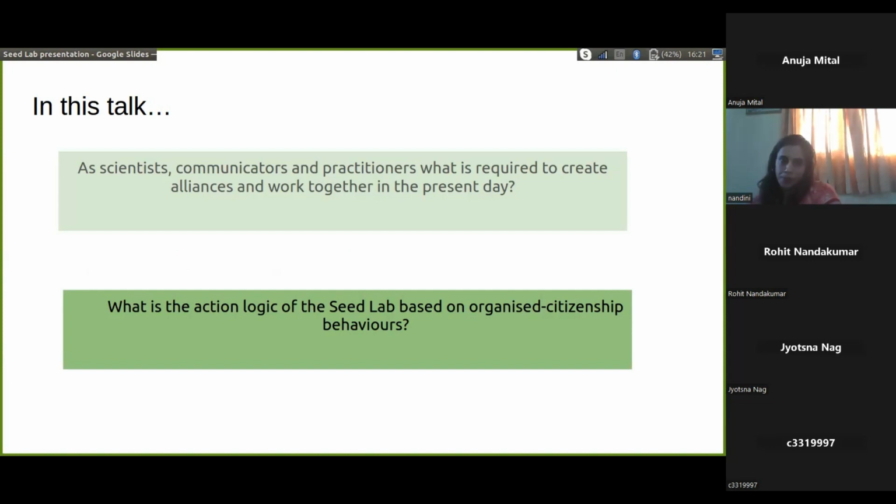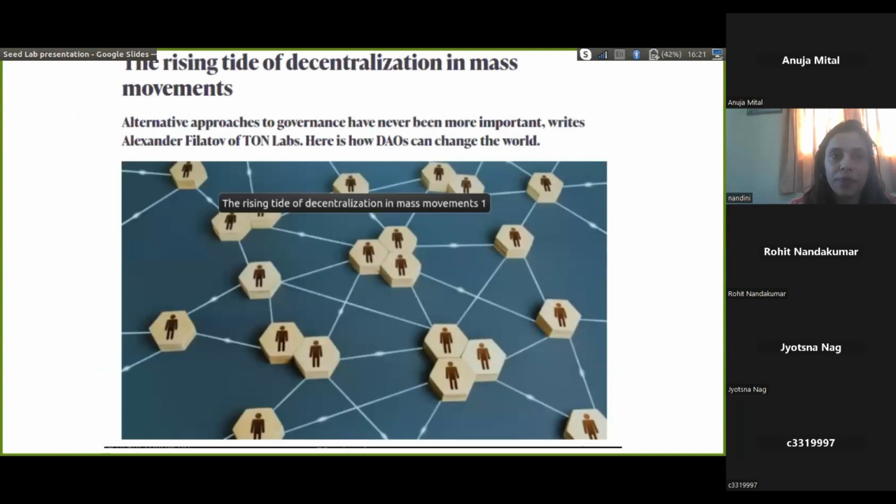of my talk, which is what is the action logic of the seed lab based on organized citizenship behaviors. And I think the top part of this got cut out, but if you look at the top part of it, the title says that there is a rising tide of decentralized mass movements, right? And the graphic here more or less shows you what these decentralized mass movements look like.